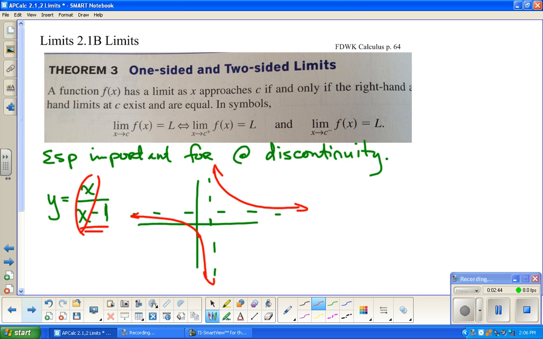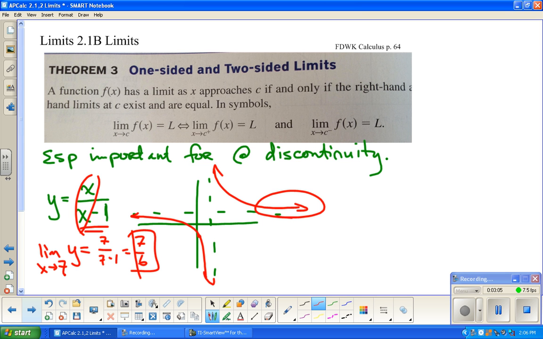Now, if I was going to find the limit as x approaches 7 for this function, this doesn't have any discontinuities near wherever x equals 7 is. So I'm not really worried about that. I could do 7 over 7 minus 1, 7 over 6. It's continuous there, no big deal.